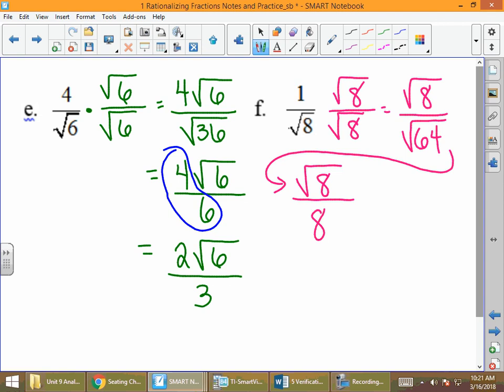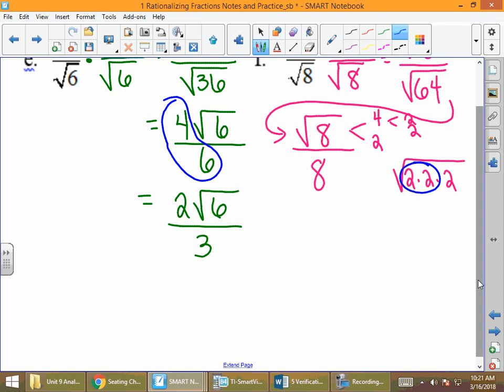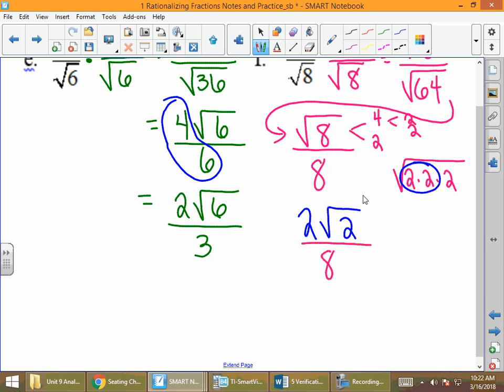But watch out in this kind of problem, because even though we got rid of the radical in the denominator, we've got the square root of 8 in the numerator, and we can simplify the square root of 8. 8 is 4 times 2, which is 2 times 2, so it's 2 times 2 times 2. And what we're looking for are two of the same value to take one out. So our numerator then becomes 2 times the square root of 2, all divided by 8.